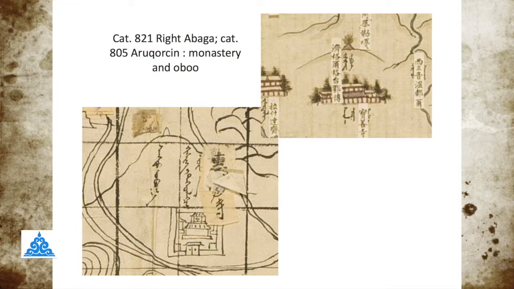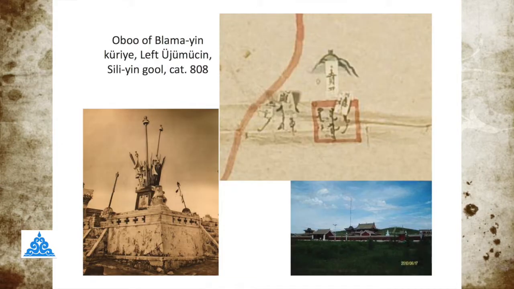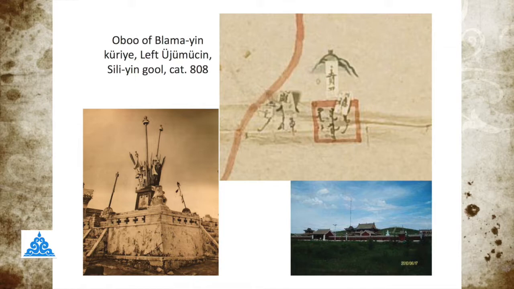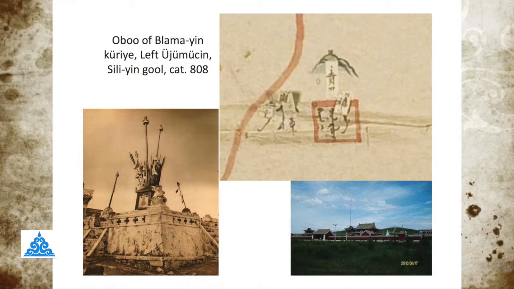Here other examples of Ovoos located on a mountain behind monasteries. And here you see old photos of Ovoos behind famous monasteries compared to the map. This is in Inner Mongolia.